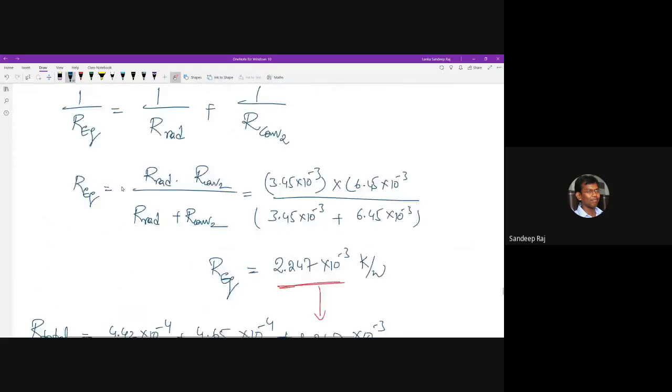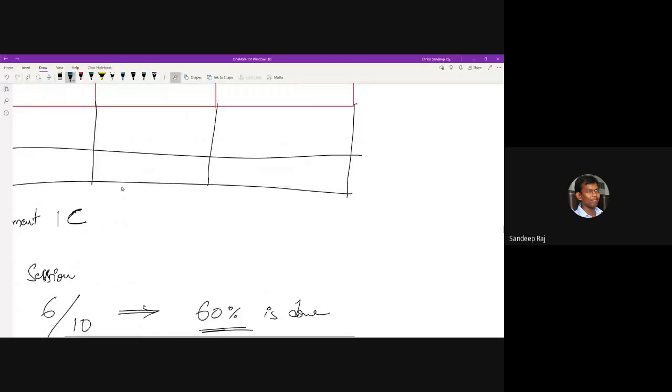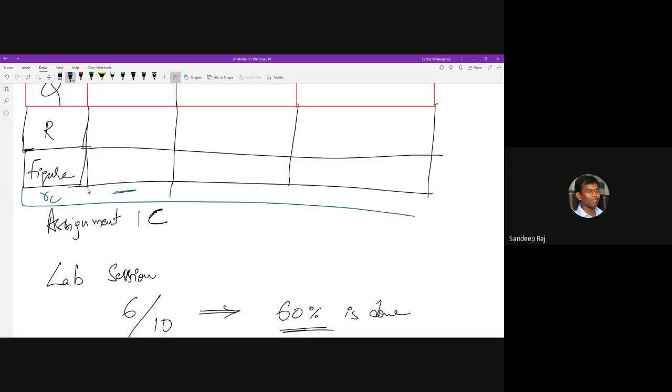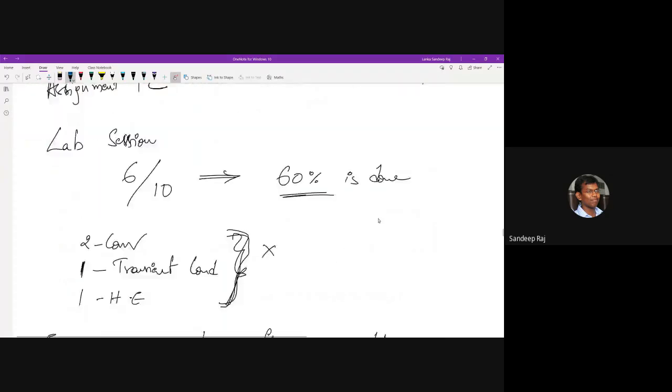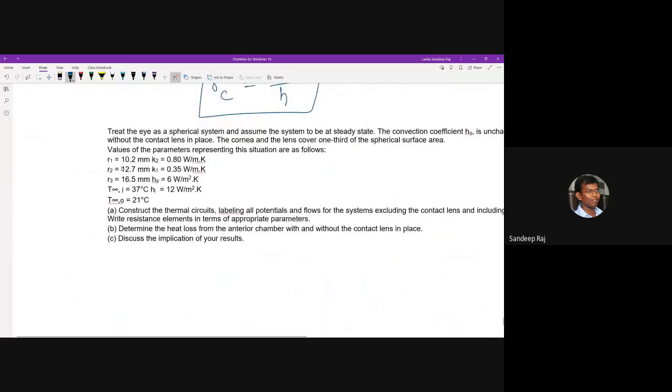And one more thing: in the assignment that I gave you, add this also. Here you add RC. For the slab, you will not have any formula here. Here the RC value for the cylinder is K by H, and the RC value for the sphere is 2K by H. That one also you will add. That will be of use. Okay, let's move on to the next question.